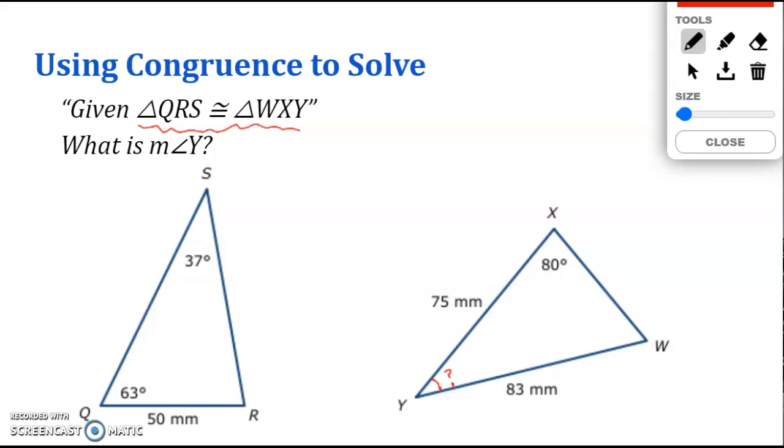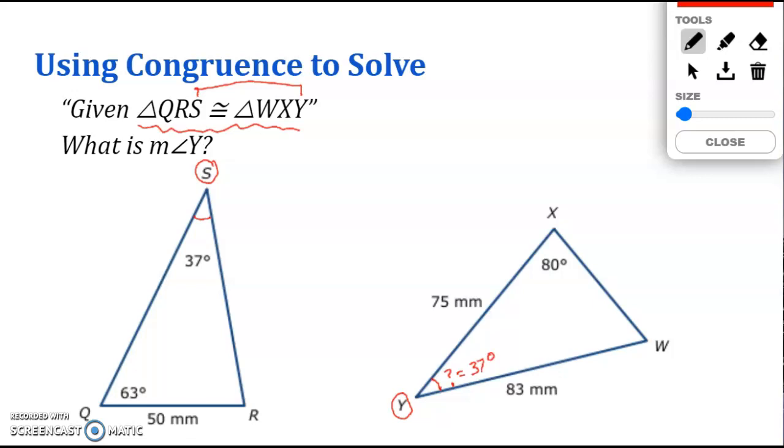Which vertex does vertex Y correspond to? Y is the last letter and S is the last letter of the two triangles. So that means Y and S correspond. Whatever the angle measure of angle S is going to be the same as angle Y. So we know that this angle is 37 degrees. So that's how we can use the triangle congruence.